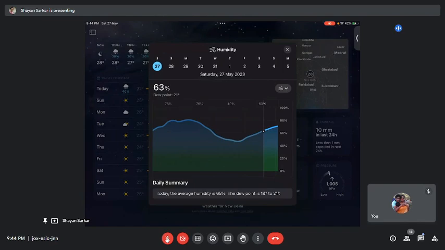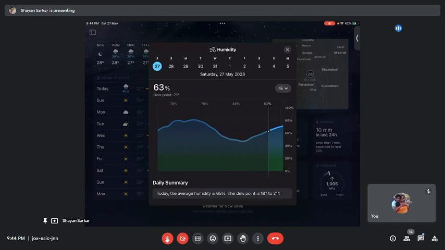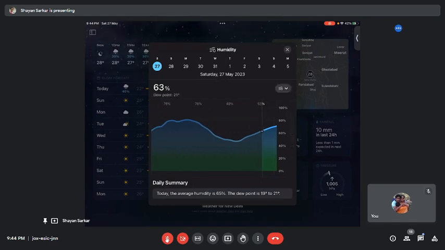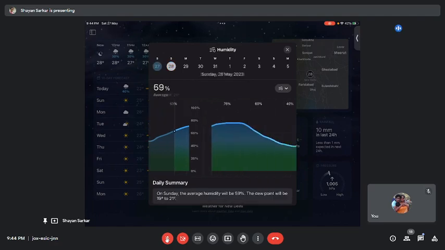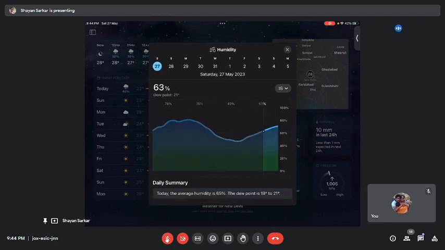Throughout the time, if we look, see this humidity: sometimes it is increasing and sometimes it is decreasing. Humidity is decreasing sometime and it is increasing sometime. Humidity increases with night. Okay, during night time humidity actually increases. Why?